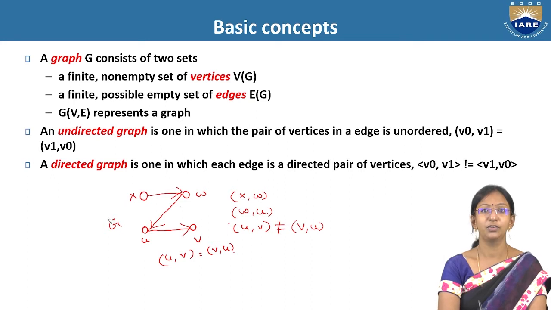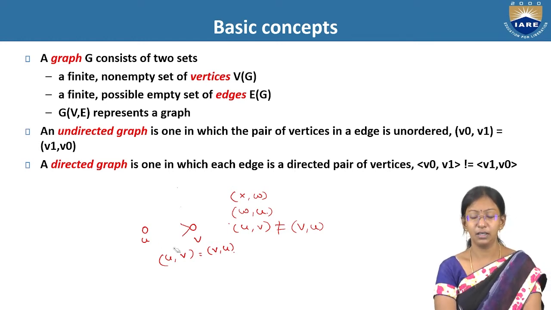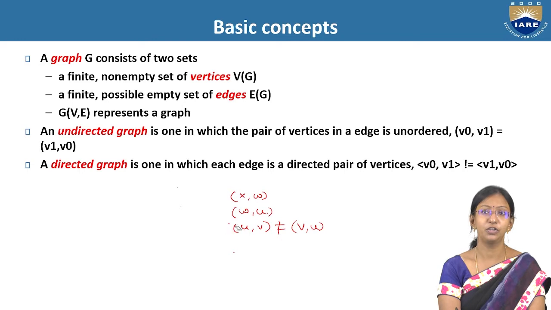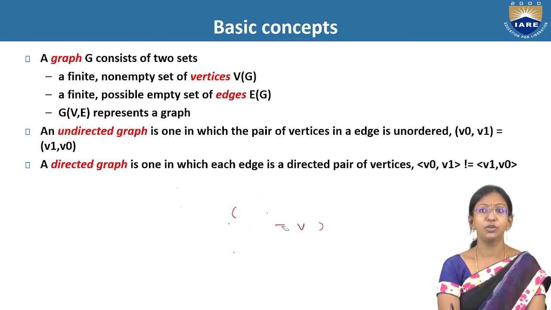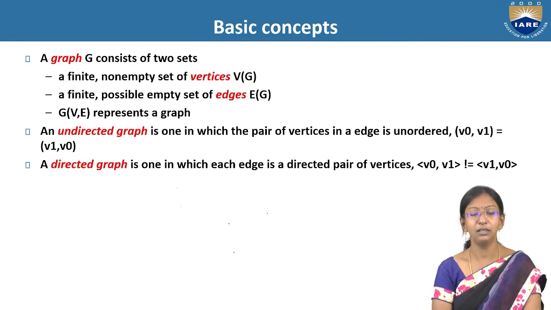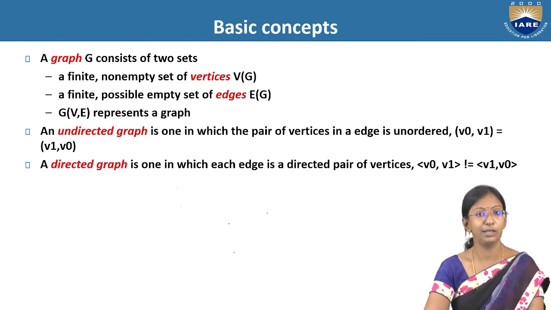So here the definitions say that an undirected graph is one in which the pair of vertices in an edge is unordered. If UV is an edge, then VU is also an edge of the graph G. Coming to directed graphs, a directed graph is one in which each edge is a directed pair of vertices. If UV is an edge, then it is not mandated that VU will also be an edge. It depends. If there is a directional edge, then they will be equal, or else not.